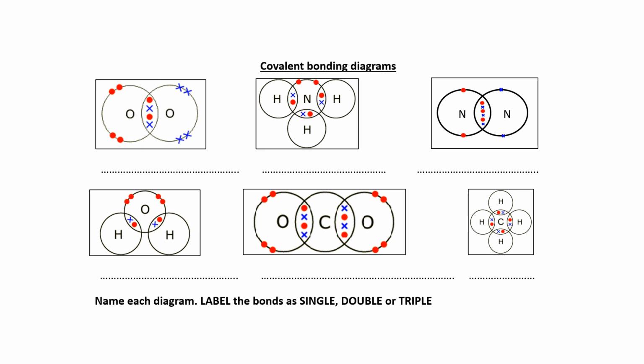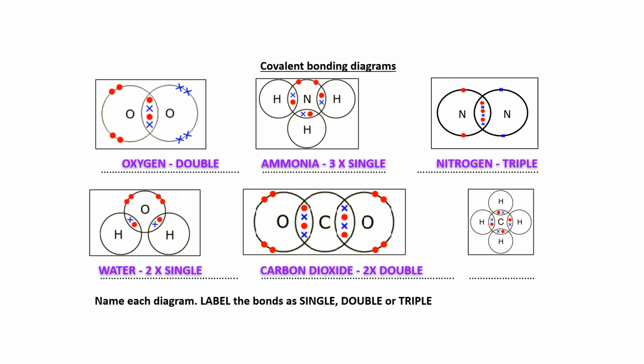If you look at these covalent bonding diagrams, these are ones that you'd need to know for your exam. We have oxygen here with one double bond, two shared pairs of electrons. We have ammonia here, three single bonds between the nitrogen and the hydrogens. Nitrogen with one triple bond, three shared pairs of electrons. Water with two single shared pair bonds. And carbon dioxide with two double shared pair bonds, and last but not least, methane with 4 single bonds.